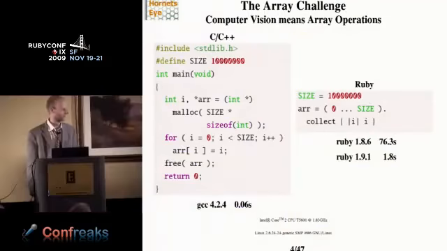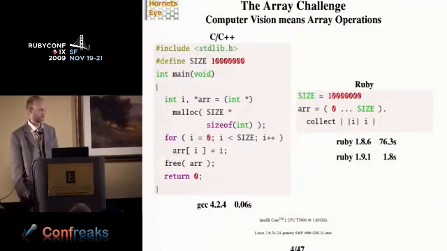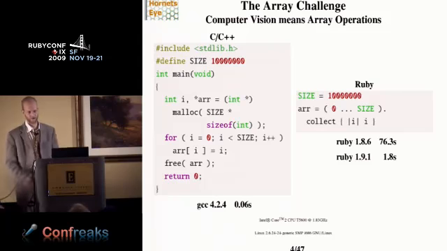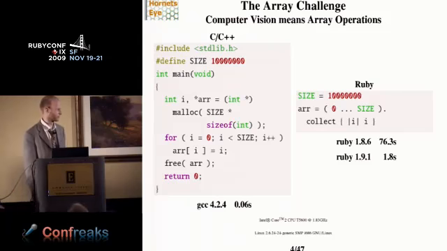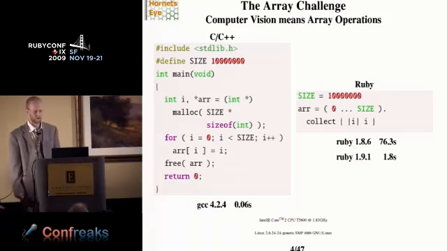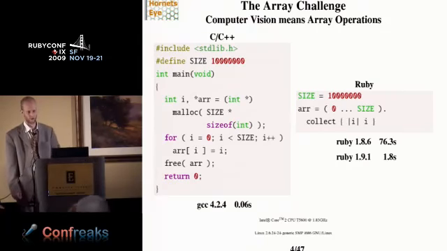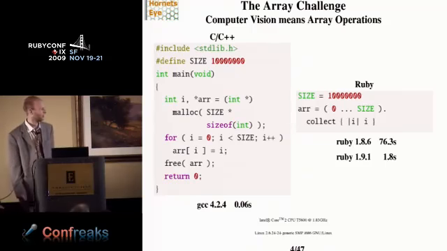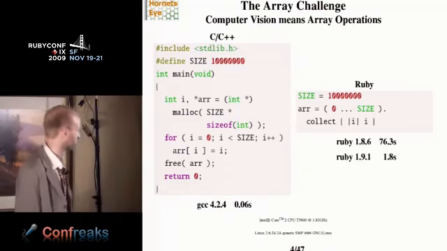But computer vision means array operations. A lot of it is done using array operations. As you can see here, even the recent version of the Ruby virtual machine is still 30 times slower on this particular machine than the recent version of GCC. This is an example of an operation creating an index array with 10 million elements.